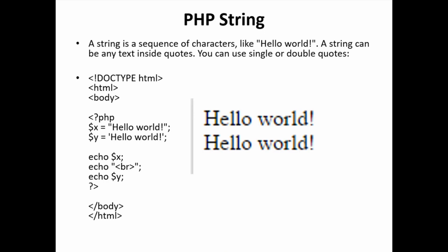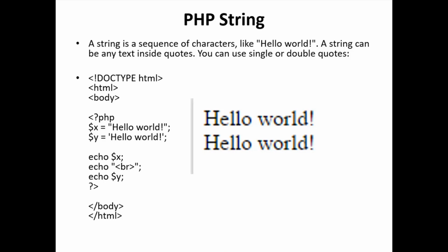A string is a sequence of characters, like hello world. A string can be any text inside quotes. You can use single or double quotes. The hello world programs we have used a couple of times in the previous sessions. So hello world is a string because it consists of a sequence of characters. So this is a program showing how to display hello world.